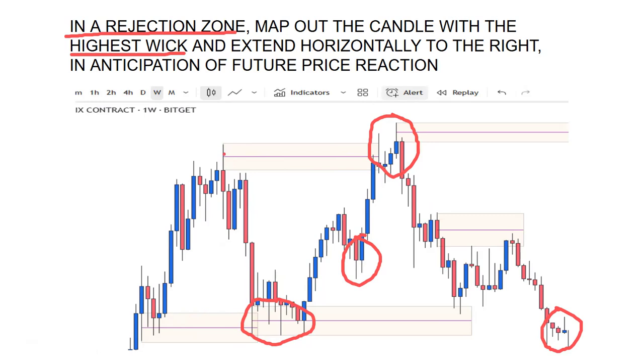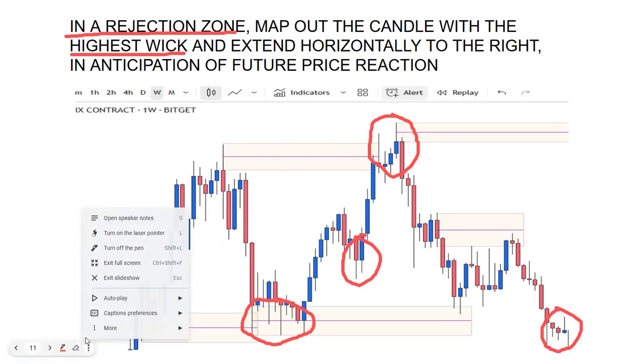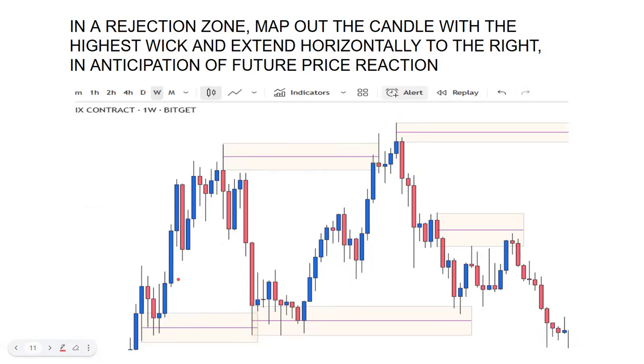That's the one we are mapping out. That is the wick we are mapping out, okay? And extend it horizontally to the right in anticipation of future price reaction. So I think an example will help us understand it very well.